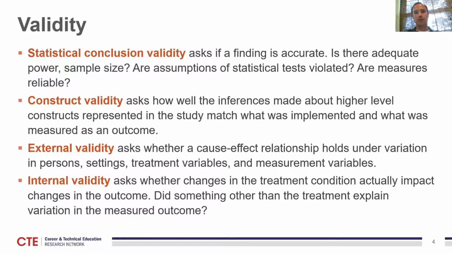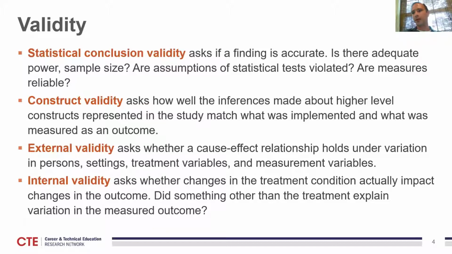familiar. So, for example, internal validity is the validity of the inference about whether changes in treatment condition impact changes in the outcome. So a threat to internal validity is something other than the treatment that explains the variation in the measured outcome, and so confounds the intended causal inference. That's what we were talking about with the mentoring program example just a minute ago.